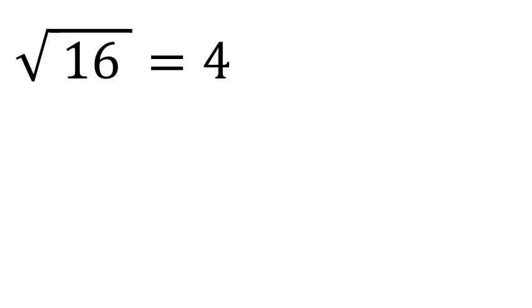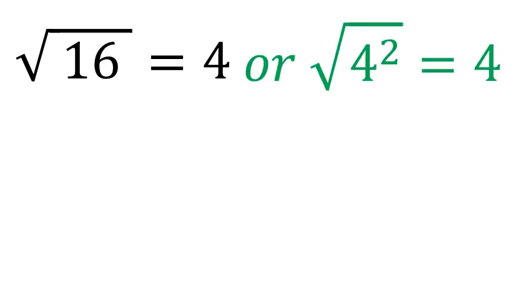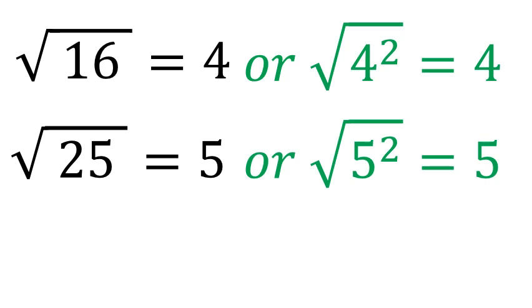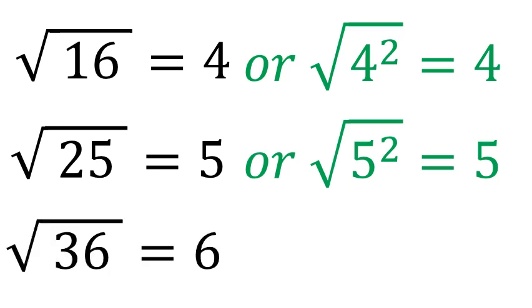Let's apply for other numbers. What is radical of 16? It is 4. Why? Because 4 squared equals 16, or 4 times 4 equals 16, 4 multiplied by itself. We can say also radical 4 squared equal 4. Similarly, radical 25 is 5, or we can say radical 5 squared equal 5.